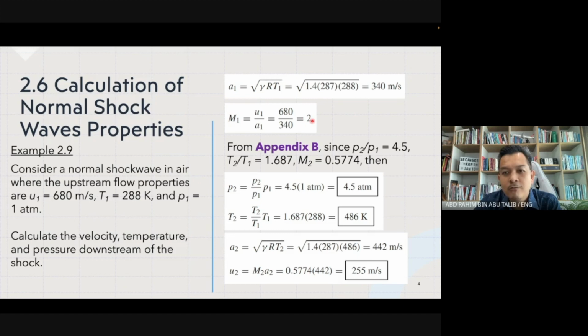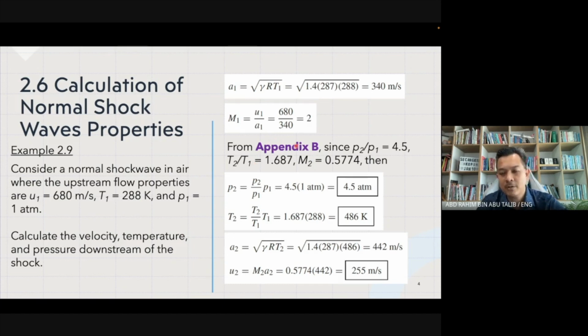We want to find the corresponding values downstream of the shock. So let us look into Appendix B. Appendix B is the set of tables given in any textbook on aerodynamics. I will show you Appendix B later on because I did not copy it here.